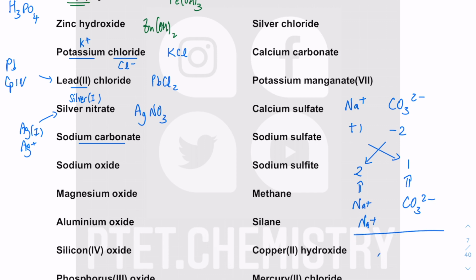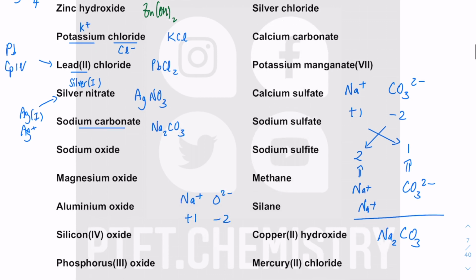Then what you write is there are 2 Na and there's 1 CO3, which I don't need to put in a bracket because it's just one lot of it. Sodium carbonate, Na2CO3. The next one is sodium oxide, Na plus and O 2 minus, plus 1, minus 2.